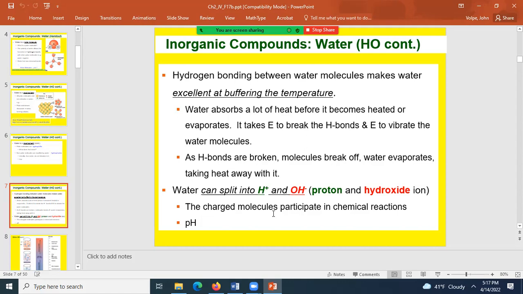The charged molecules in water can participate in chemical reactions. And when water breaks apart, that gives water the pH. And we'll talk a little bit about that. pH is actually the measure of the hydrogen ion concentration in the water. So that's what pH means. Any questions about that?